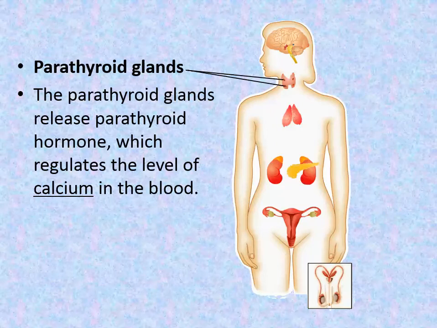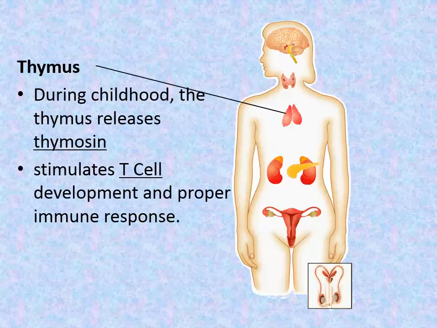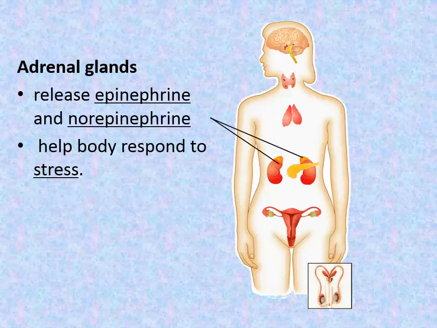Going down on the diagram, we have the parathyroid glands. You guys know where your thyroid is. The parathyroid glands release a hormone which regulates calcium. The thymus is in the middle of your chest, and it releases thymosin, which stimulates T cell development. Remember, T cells have a little bit to do with your immune system, and so it helps to develop the proper immune response. Your adrenal glands sit on top of your kidneys, and this has to do with your fight or flight response.